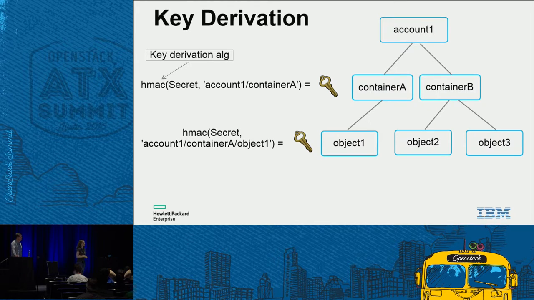So under this model, the key derivation, you see this sort of hierarchy. The inputs to the derivation algorithm are the cluster root secret and the unique path to the container or account. We're using HMAC, which will create a SHA-256 hash, and it makes use of the root secret to then achieve an appropriate level of security that we need for this.